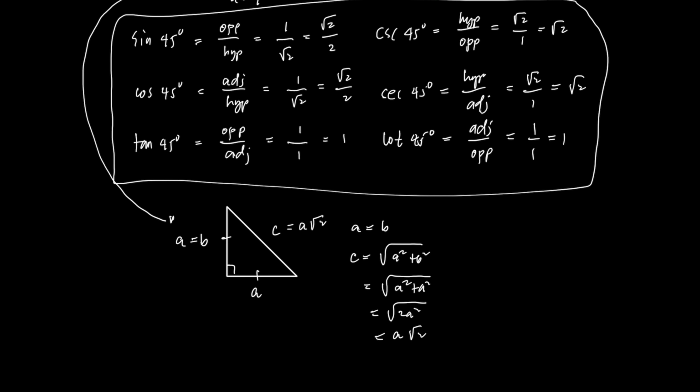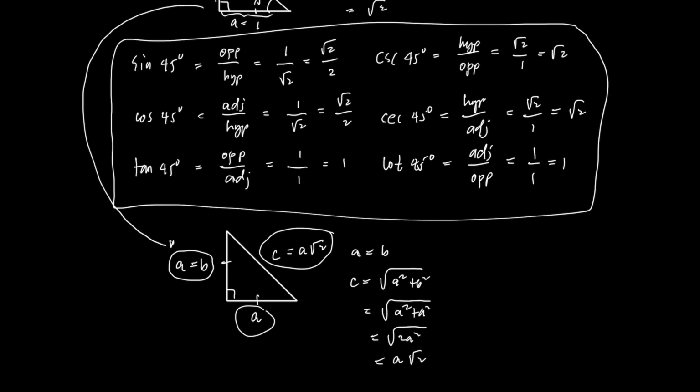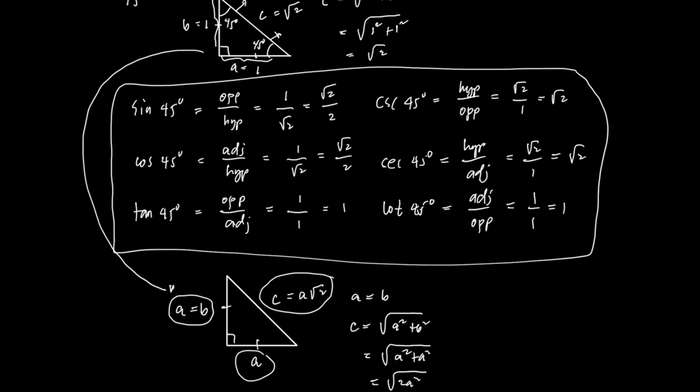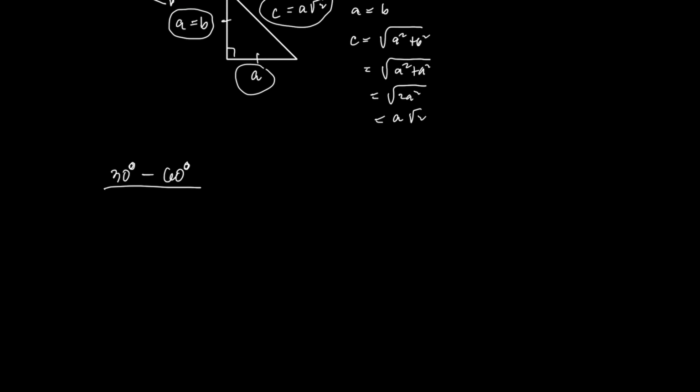So all the sides here are expressed in terms of A. This is A. The B here is just equivalent to A. And the C here is A times square root of 2. So that is the general form of the right triangle where the two sides are equal and each of the other angles aside from the 90 degrees is 45 degrees.